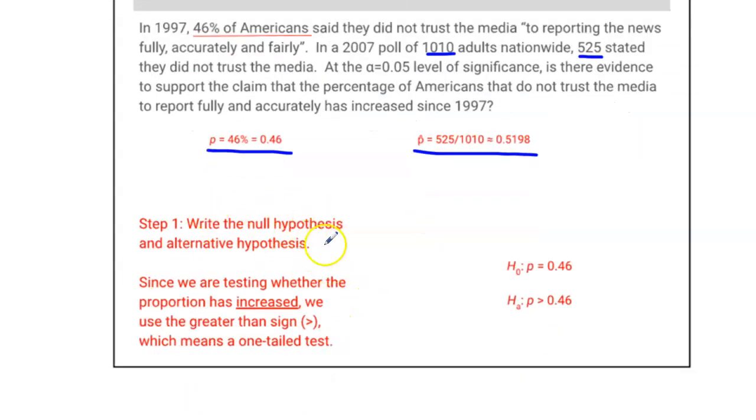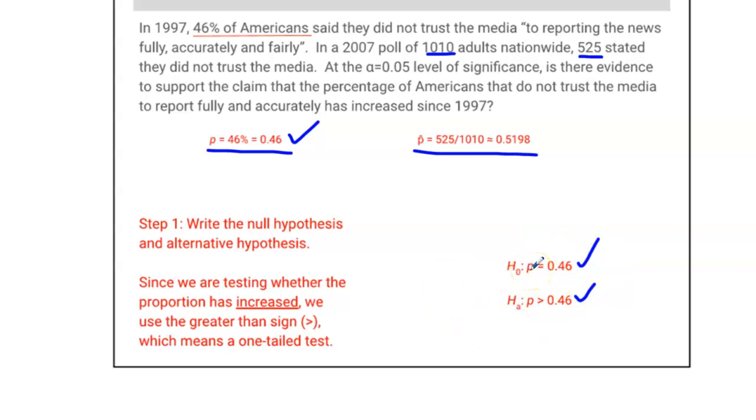So the first thing we're going to do is write our null and alternative hypothesis. And keep in mind, this 0.46, that's the population parameter. We're only going to be using that population parameter here in the hypotheses. We're not going to use this yet because this is our evidence. The evidence comes later. First, we make the hypotheses.